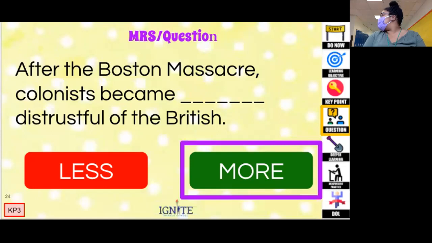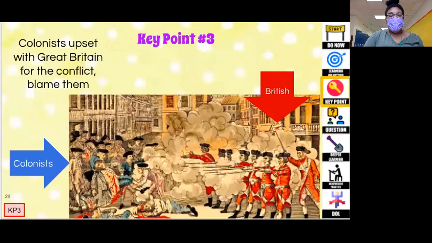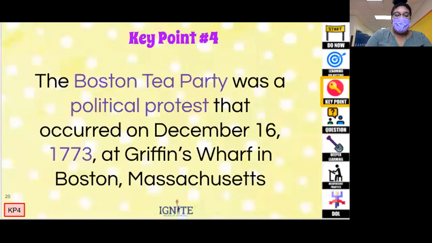So the correct answer: after the Boston Massacre, colonists became more distrustful of the British. To break it down for you, distrustful means they do not trust them. So after the Boston Massacre, because colonists saw the British as being at fault, they thought the massacre was the British's fault, they trusted the British less after this violent conflict.